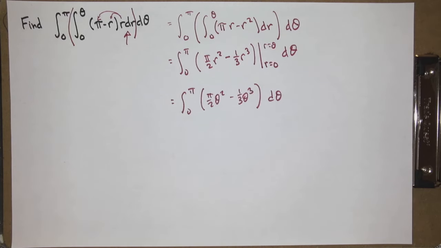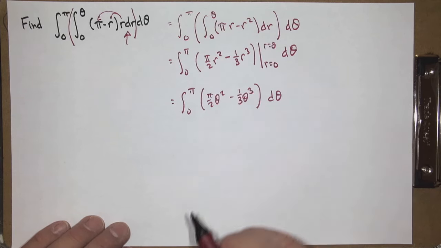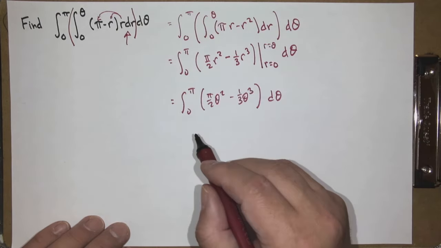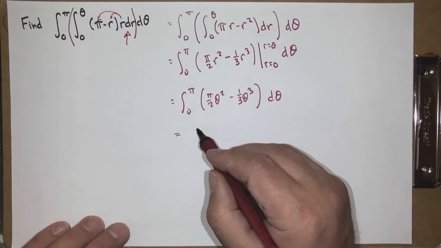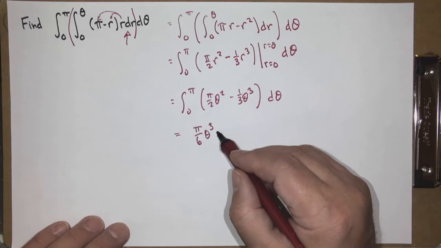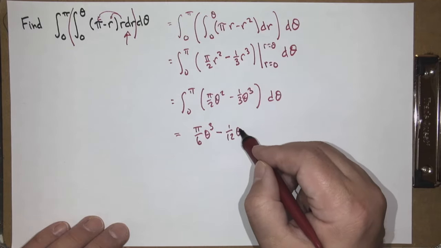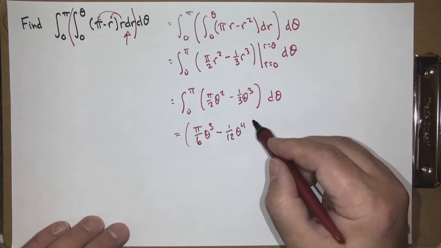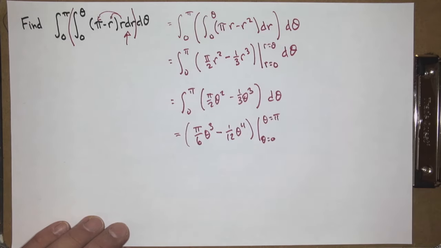All right. Now what do we do? Well, we integrate with respect to theta. What is the integral of pi over 2 theta squared minus 1/3 theta cubed with respect to theta? Pi over 6 theta cubed and 1/12 theta to the 4th. Evaluate theta equals 0 to pi.